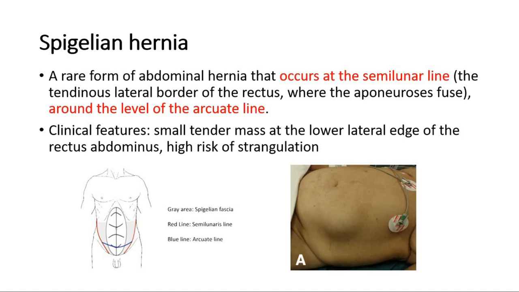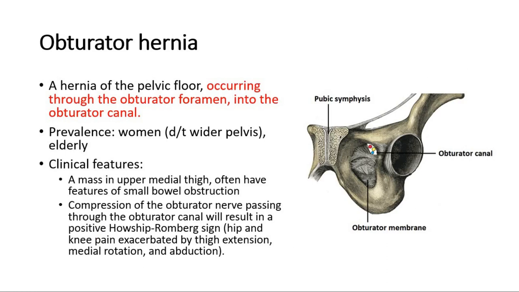Fourth is the obturator hernia. An obturator hernia is a hernia of the pelvic floor, occurring through the obturator foramen into the obturator canal. They are more common in women due to a wider pelvis, typically in elderly patients. Patients will classically present with a mass in the upper medial thigh, and often patients will have features of small bowel obstruction. In around half of cases, compression of the obturator nerve passing through the obturator canal will result in a positive Howship-Romberg sign.